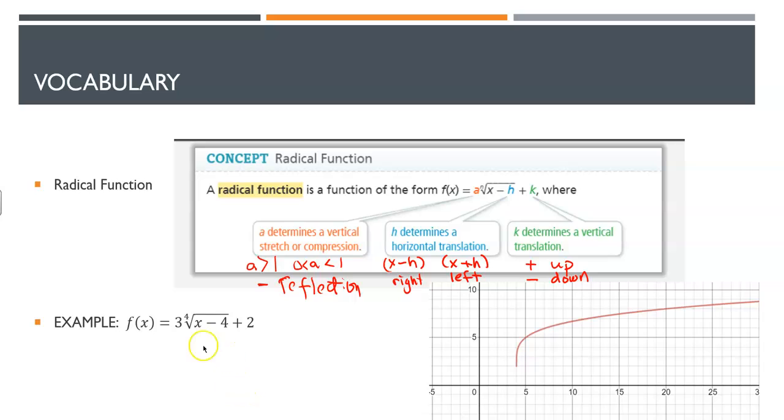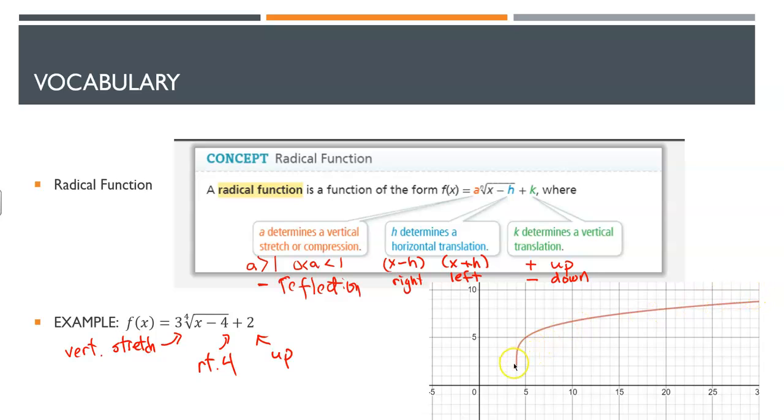Now I did this one on Desmos, and I wanted to look at this example, but before I actually look at the graph, I wanted to say, okay, let me see what this is doing. So this looks like a vertical stretch. And then minus 4 means I'm going to the right 4. And up 2. Now you haven't really looked at these a whole lot, but this is a square root function.